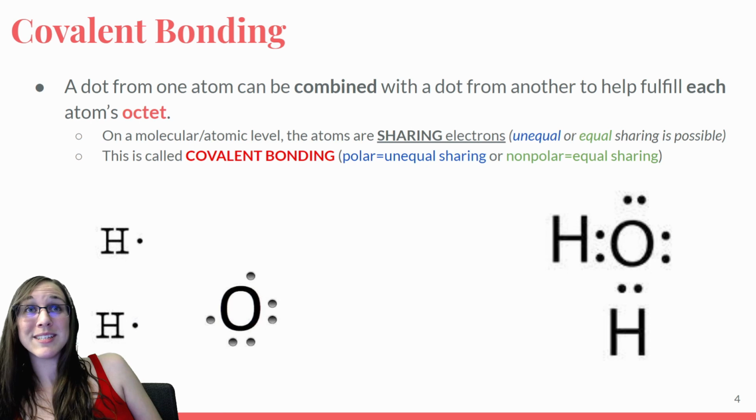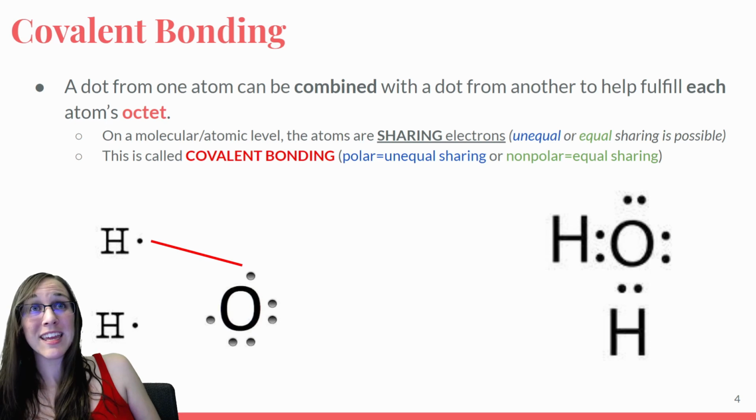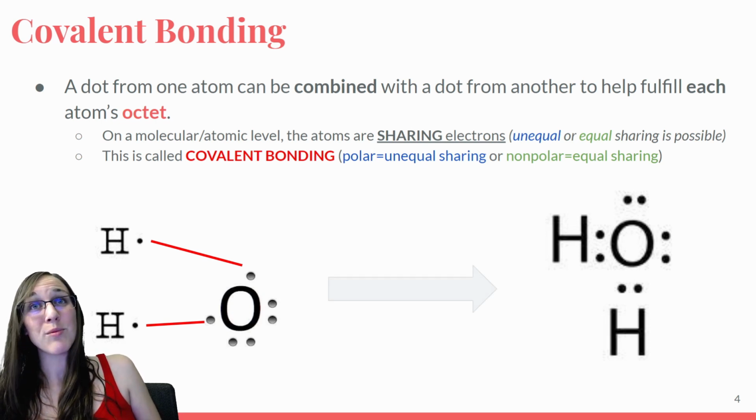So let me show you as an example here. We've got 2 H's, each with a lonely electron, and O has 2 unpaired lonely electrons around it as well. So what we can do is literally play connect the dots. So that H's electron can hook up with the O's electron that's lonely, and the other H's electron can hook up with the other lonely O's electron. And when we do that, we get water, H2O.